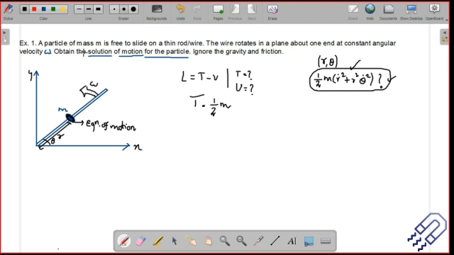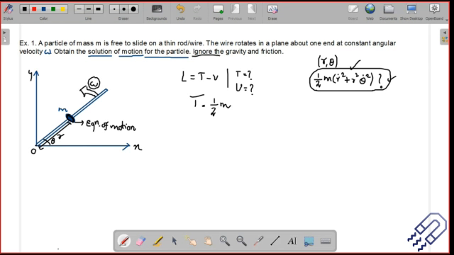So if you just read the question, we basically have a particle of mass m free to slide on a thin rod. Sometimes the image might be given, sometimes you have to make the image, so you have to imagine what will happen. And then it says that the wire is rotating in a plane about one end. Okay, so we have it fixed at this particular end. Let's say O is the origin, which is of your own choice, at constant angular velocity. So this is the constant angular velocity that we have. You have to obtain the solution of motion for the free particle.